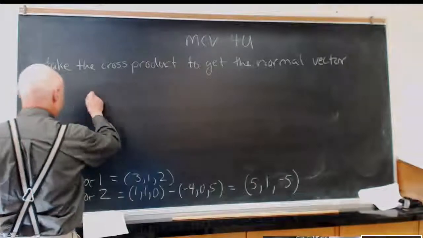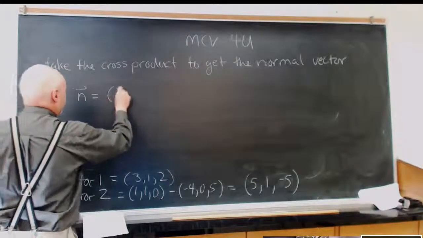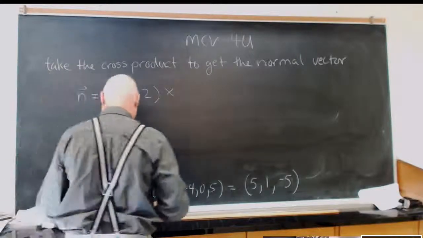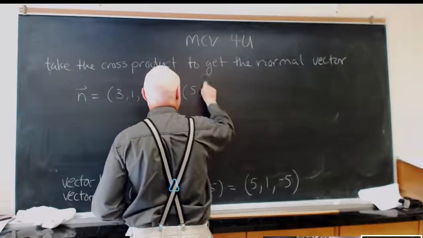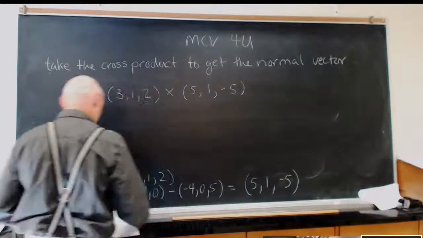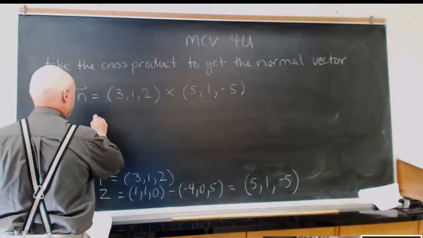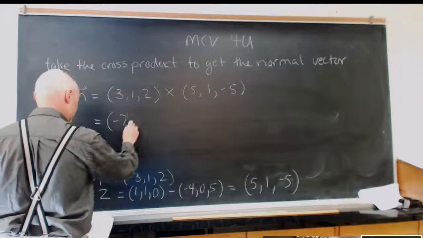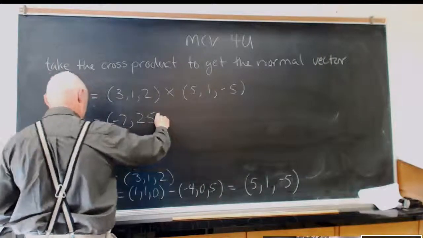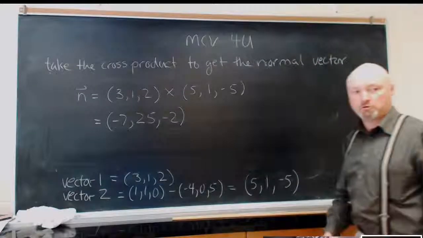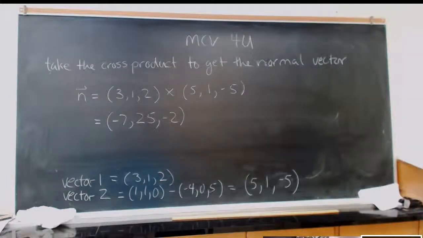I'm going to do 3, 1, and 2 crossed with 5, 1, and -5. So that is equal to, without going through a long song and dance, because I know everybody here can do cross product like nobody's business, there is my normal vector.